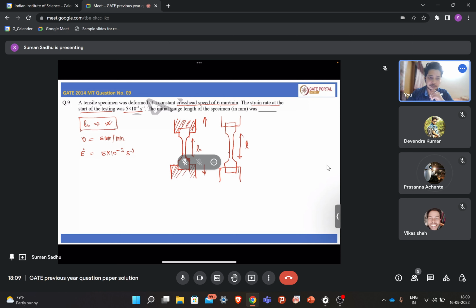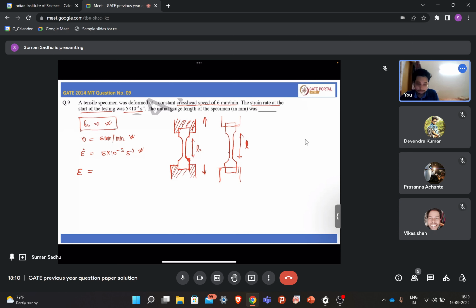Okay, so now can you try how to approach this question from the given data? How can we calculate L naught? What is the strain rate? You know what crosshead speed is. Now what is strain? What is the formula for calculating strain? Anyone? Change in length by the original length. Yeah, so change in length by original length.